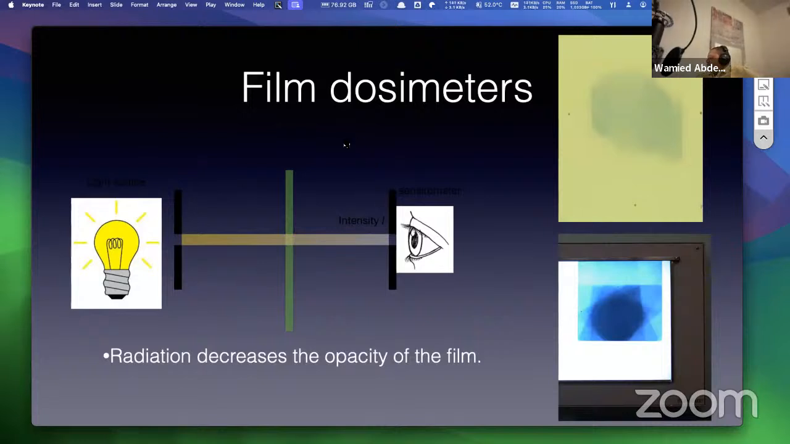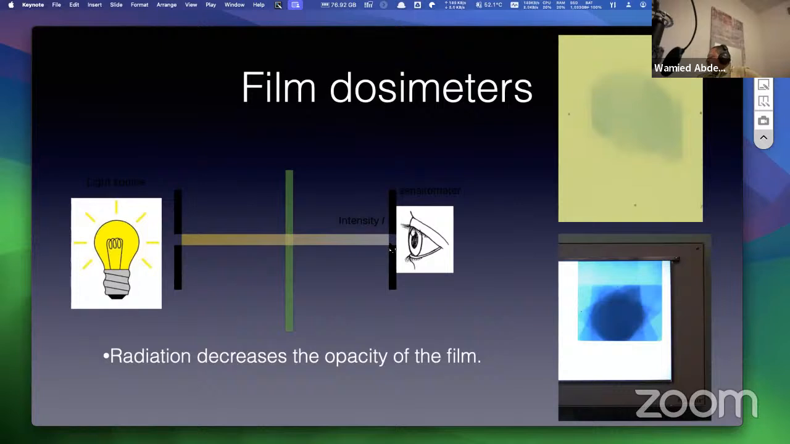Film dosimeters. With the film dosimeter, we place a film and we have a light source. We shoot a beam and measure the intensity of light. So with film dosimetry, before we irradiate the film, we shoot the light source through it and measure the intensity.